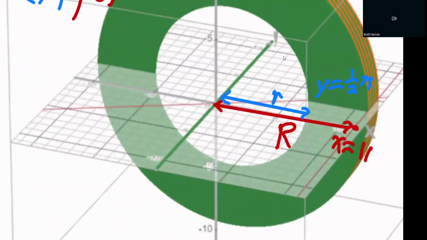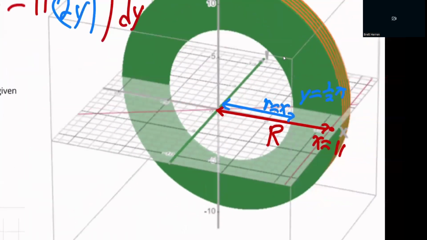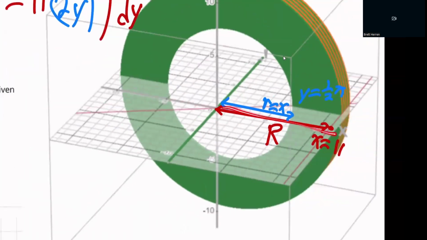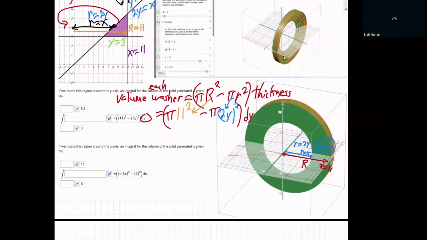That line, so the little radius is the x value, right? It goes how far on the x-axis. And so that means the little radius is actually 2y, because when you solve that equation for x, you get 2y. So the little radius is 2y, and the outer radius is 11. All right, so we got our integral.